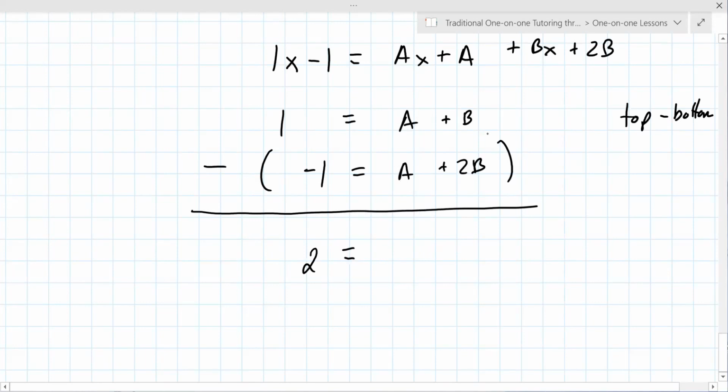A minus a is 0, so it's b minus 2b, so it's minus b, so b is minus 2. And then a is 3. You get that by putting that into the first equation.